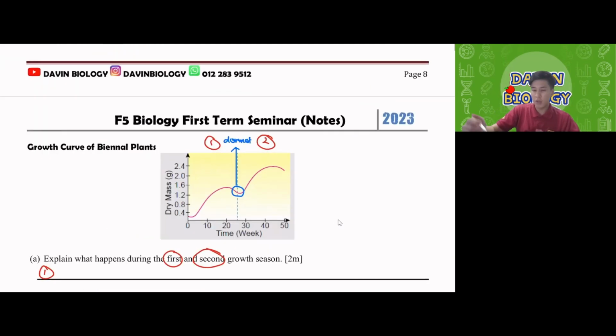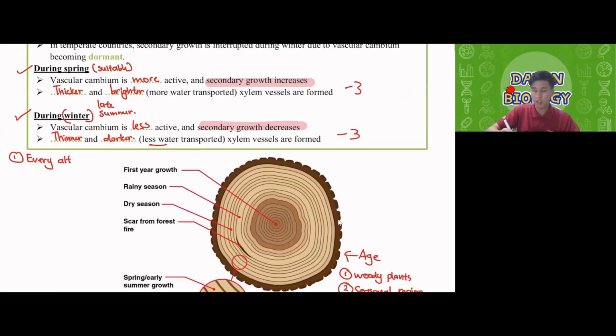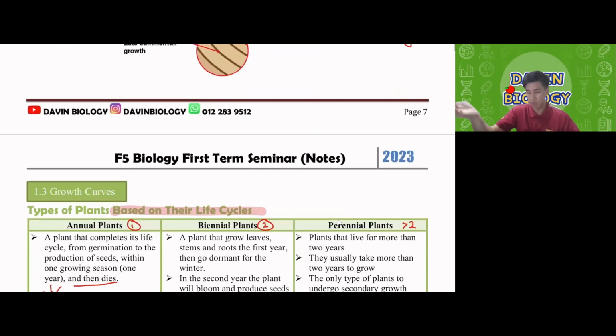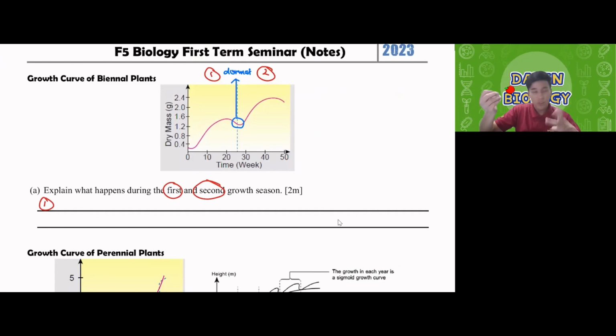But for just now the annual growth rate, if you look at your textbook, they write summer. So we just follow lah. I add the word late summer to make it more accurate lah. So here, winter they become dormant. So during the end of the first year, they will become inactive. And then second year only they continue to grow a bit more, and then they die.